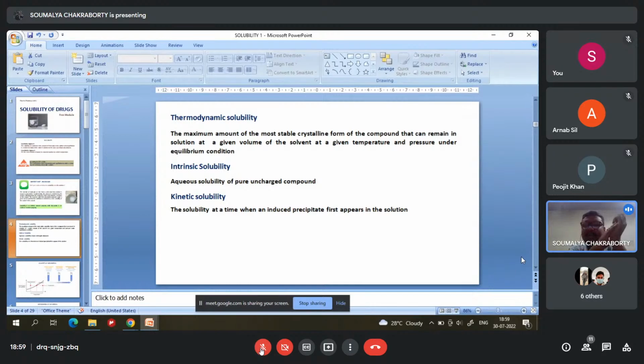So what happens? We dissolve our drug in a particular organic solvent, maybe DMSO, and we gradually add it to an aqueous solvent under stirring condition at a fixed temperature, and at a point when some evidence of precipitation occurs, that is when we cross the saturation condition. We measure that point and report it as kinetic solubility. It is a time dependent, kinetic phenomenon. Kinetic means time dependent, so with time it will change. So this is all about thermodynamic solubility, intrinsic solubility, and kinetic solubility. Any doubts?